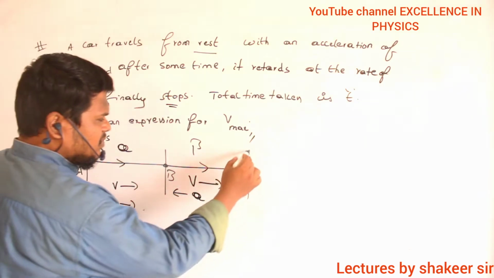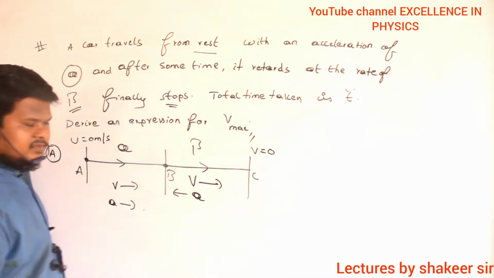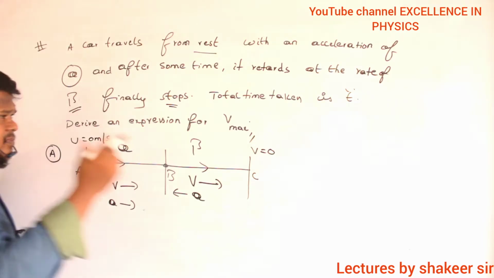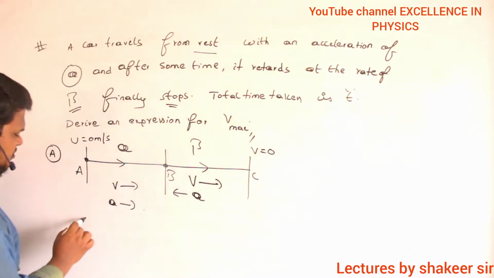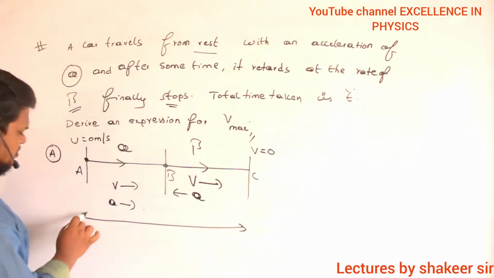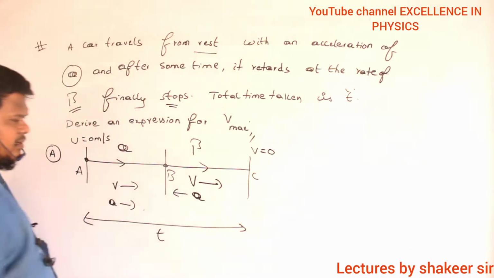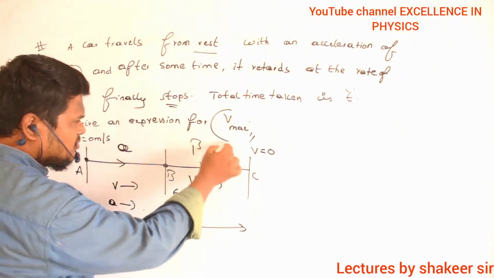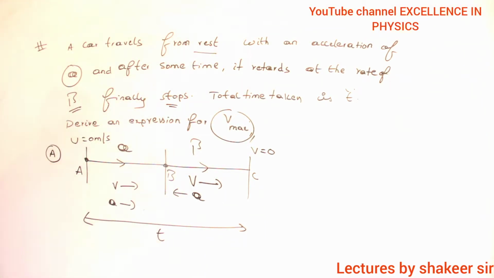It means what is the final velocity? Final velocity is 0. And what other conditions did he give? Total time taken is how much? Total time taken is t. It means from the starting to the ending position. So this total time we can call t. Fine. Then he is asking us to find the equation for maximum velocity.